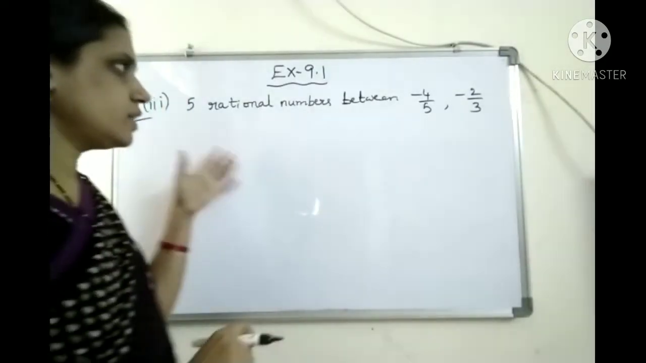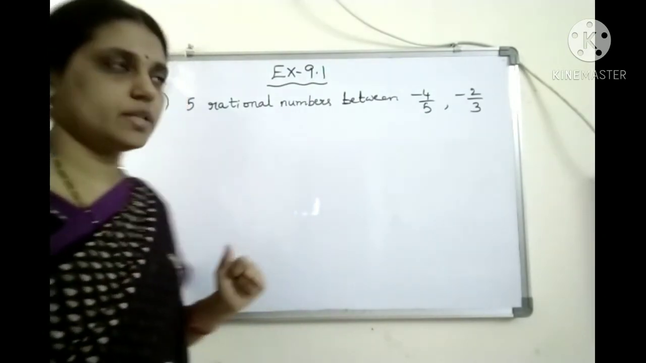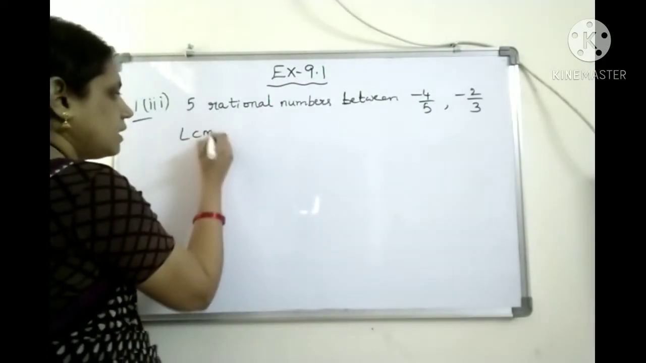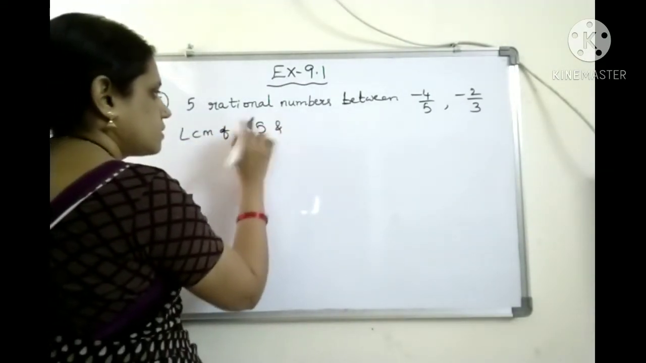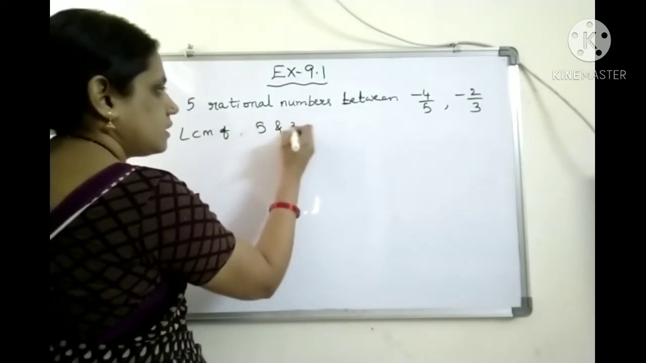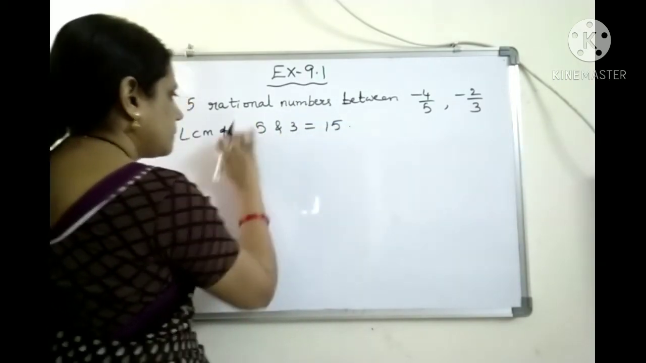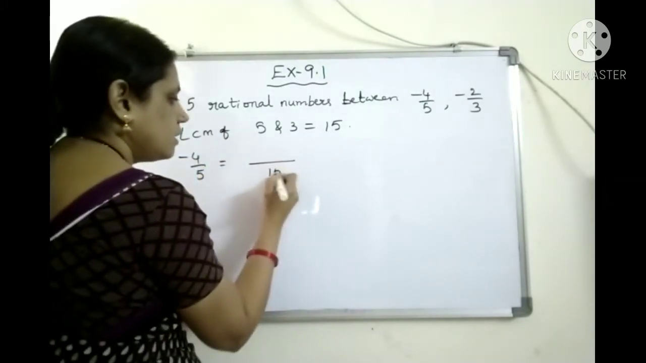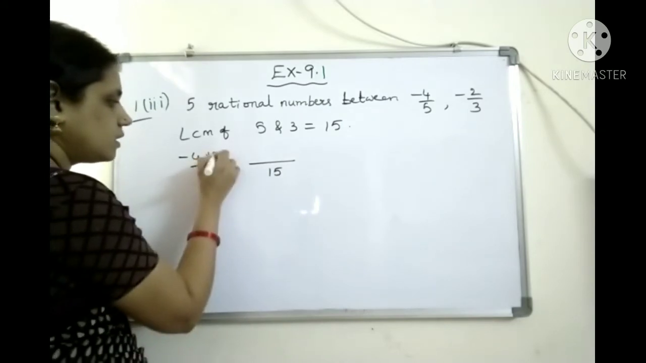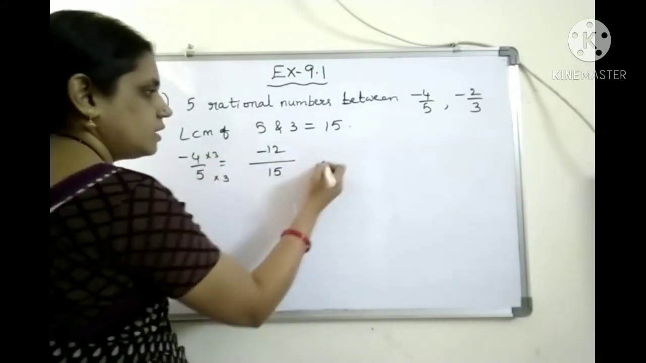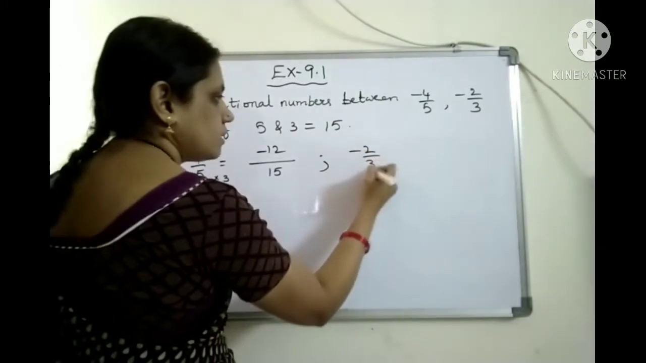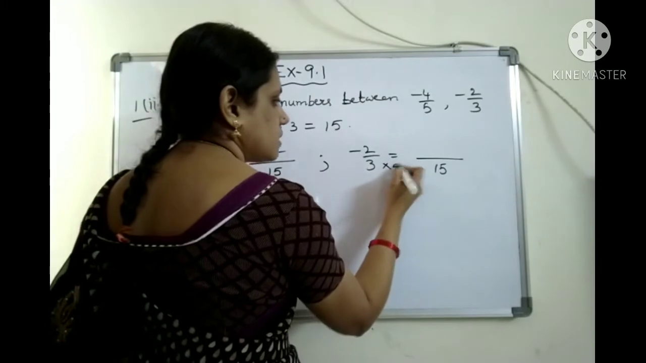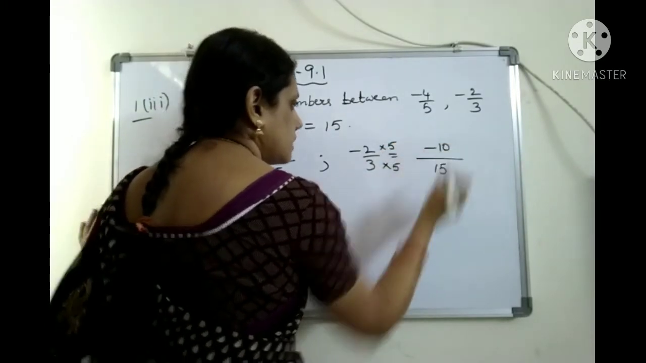You have to write 5 rational numbers between -4 by 5 and -2 by 3. Here both are in P by Q form. We can take LCM. LCM of 5 and 3 equal to 15. Now minus 4 by 5, we want the denominator 15. So for that we have to multiply with 3. So minus 12 by 15. Next, minus 2 by 3 also, we want the denominator 15 since the LCM is 15. So into 5 we have to do, so minus 10 by 15.